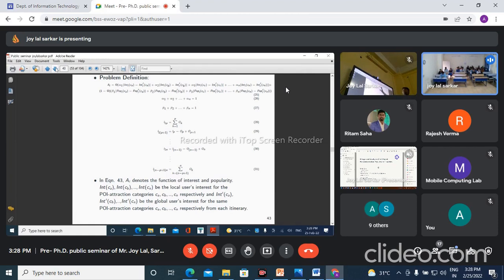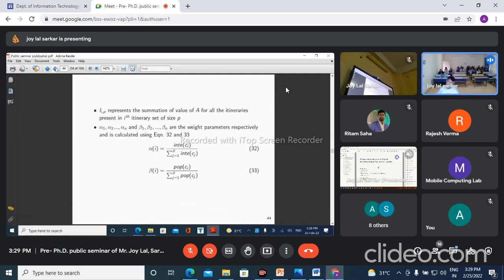We have also considered some weightage parameters, alpha and beta, and we classify the weightage parameters based on several factors. I will show you that after. This is all about my itinerary recommendation equations. This is the interest of a particular category, CI and CJ. I also need to check how much interest other users have. So normalization is very important, which is why I was saying that.